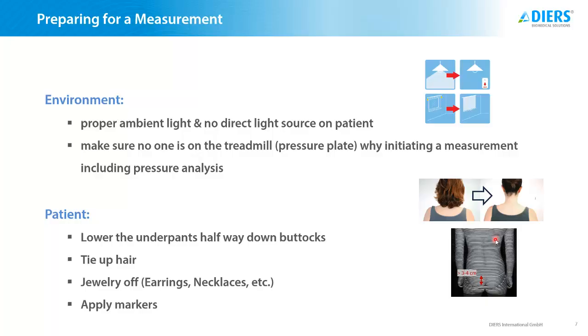One thing that is a bit different from just the ambient light and from just the room itself is that you have to make sure that no one is on the treadmill while initiating a measurement, including pressure analysis. The reason is that when you activate the pressure plate, it is set to 0 for all sensors, and as such, you cannot have any weight on the treadmill during this offset regulation.